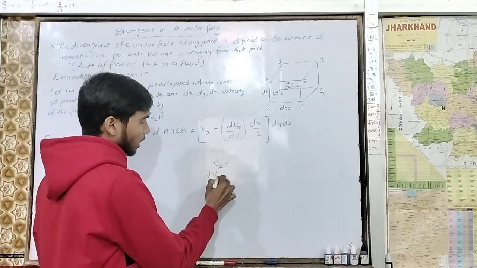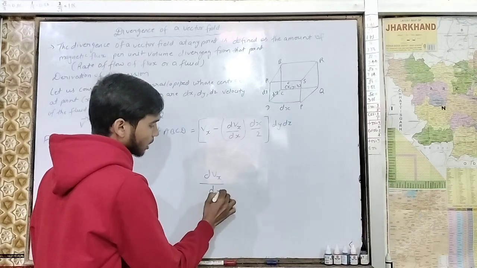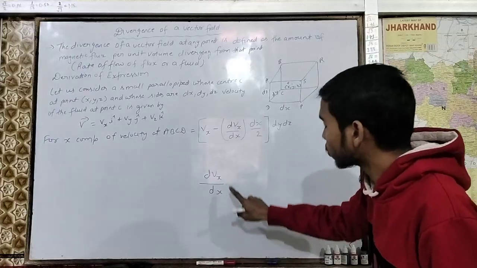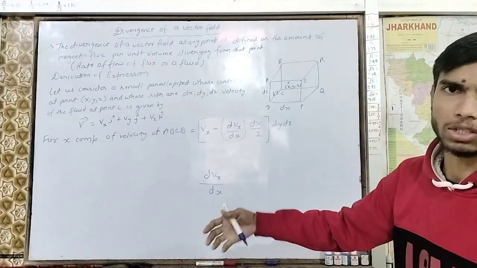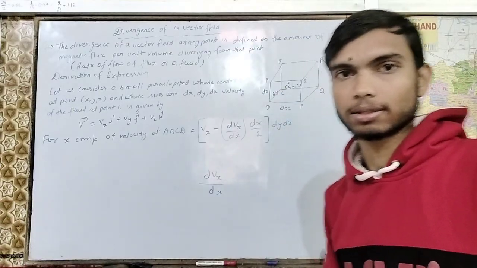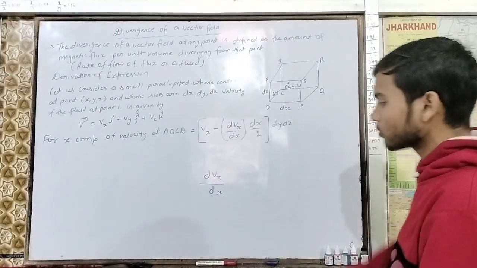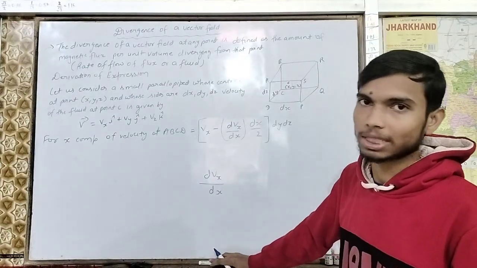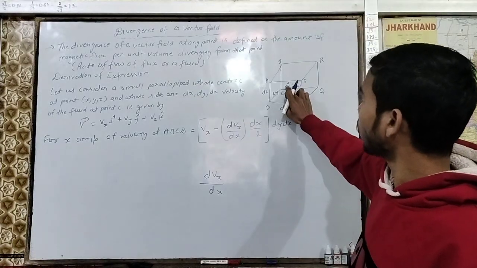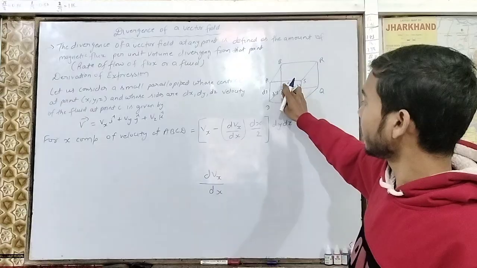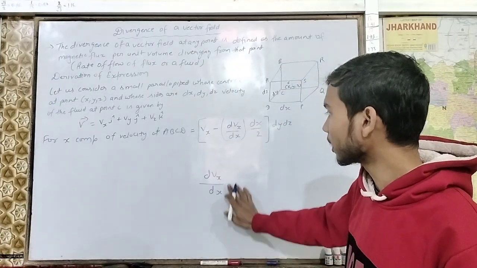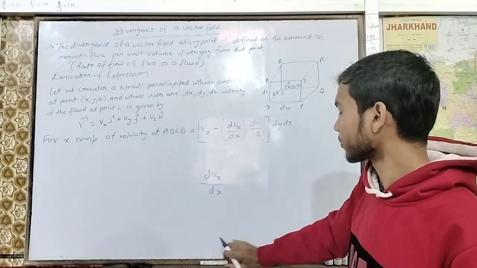Now dVx upon dx, what is the meaning of it? It is explaining the change of Vx, or you can say the velocity of the fluid along x, with respect to dx. What is the change of the velocity of the fluid along x with respect to dx? With respect to this dx, what is the change in velocity of the fluid? This is what we understand by this thing. Got it?